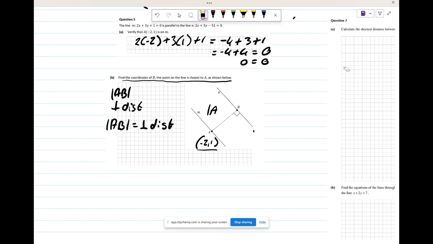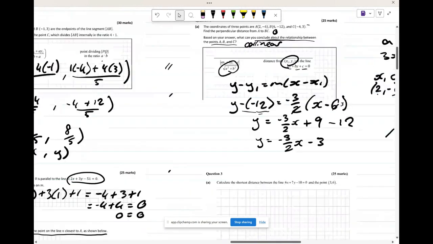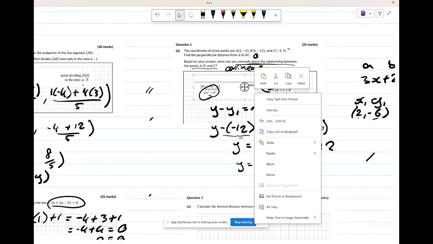So let's hop right into it. I'll clear a bunch of this off. The first thing we wanted to do was find the perpendicular distance from A to B. So we know this was from A to the line N. We know A was minus 2, 1. If we scroll back up, we know N is 2x plus 3y minus 51 equal to 0. So I'll go up here and copy this.